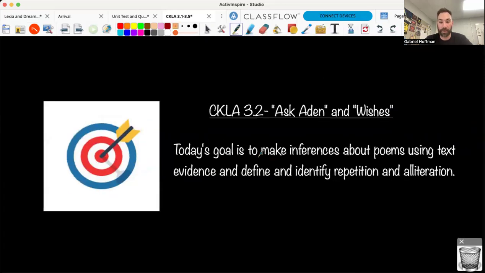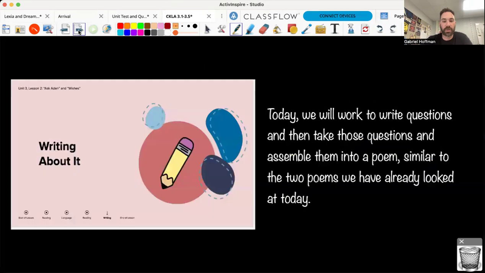We just did that part of making inferences using text evidence within the poem Wishes. We identified repetition and alliteration in the first poem, Ask Aiden, and we did some work on that in our journals. The last thing you're going to do is work on writing about it on your own. So you're going to write some of your own questions and take those questions and assemble them into a poem using answers similar to the poems we've already looked at today, more similar to the poem Wishes.